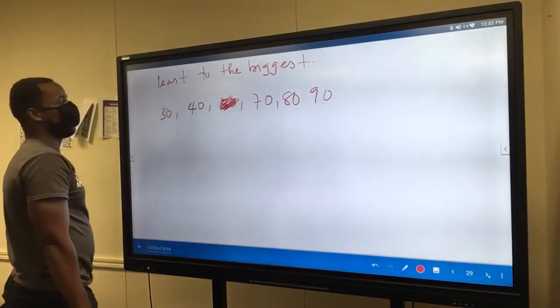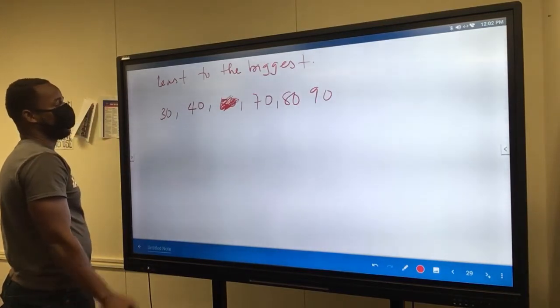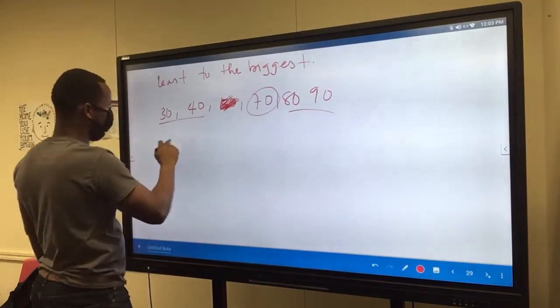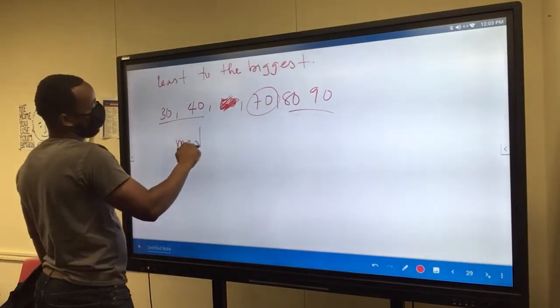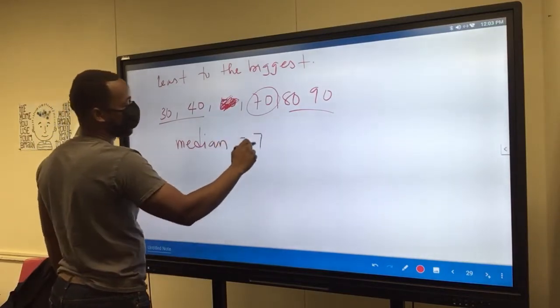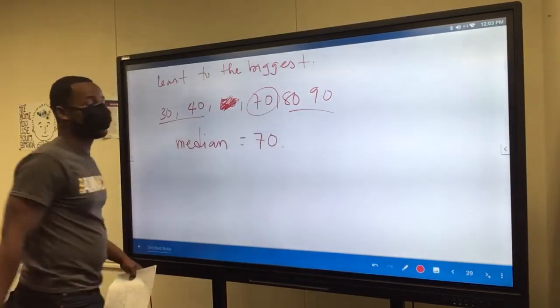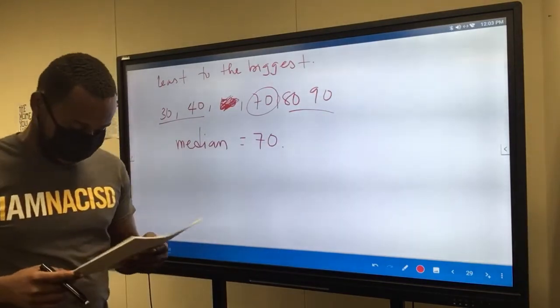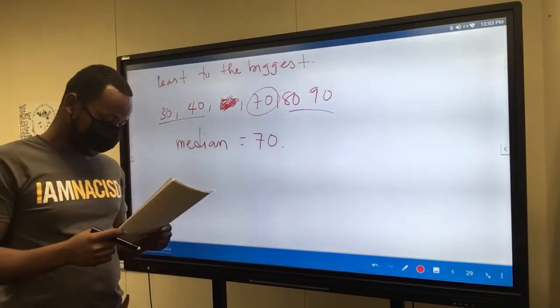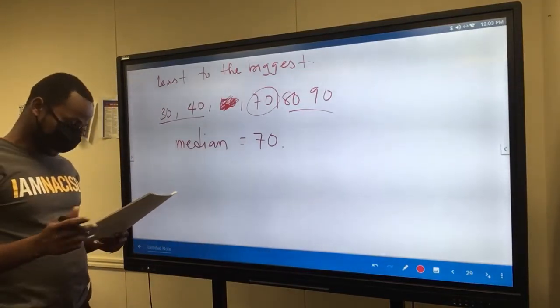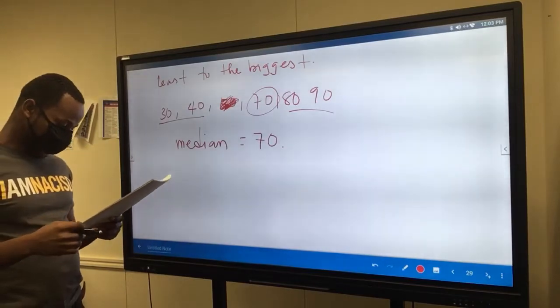So basically what we do is we find the one in the middle, so 2 to this side, 2 to this side. The median is the one in the middle. The only difference is for you to arrange the data accordingly. So this will be 70. The median is equal to 70. That's the number in the middle. Those are the two things we'll be looking at there.